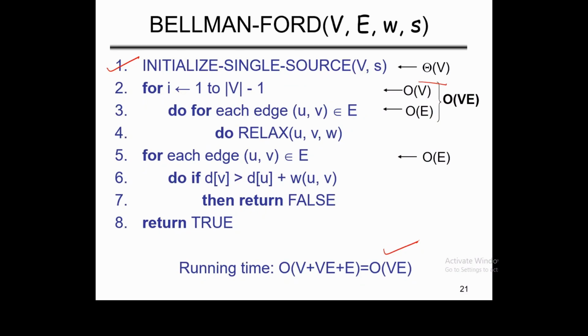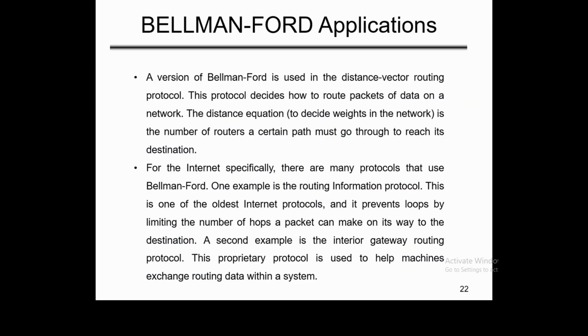in the negative weight edges, and it also has several applications, like a version of Bellman-Ford is used in the distance vector routing protocol. So it is a topic in computer networking. So this protocol decides how to route packets of data on a network. The distance equals the number of routers, to decide weights in the network. So it is the number of routers a certain path must go through to reach its destination. So it can be utilized there.